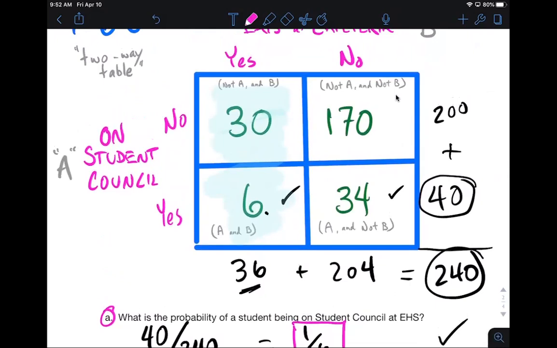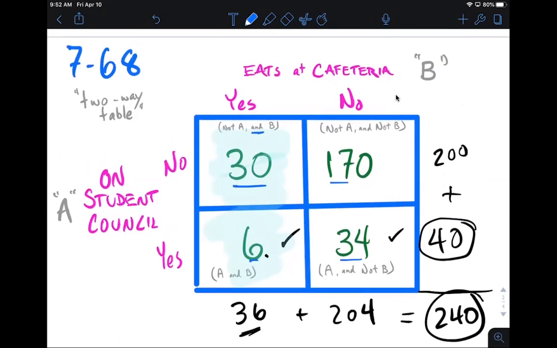But the other thing that's really important to keep in mind about these two-way tables is that the numbers in the table itself, this number 30 and 170, all these numbers are all kind of A and B type questions, all right? So the "and" part of that calculation is a built-in feature of a two-way table. Every number in a cell in one of these two-way tables is an "and" kind of thing. So this 30 is the number of people that eat at the cafeteria and are not on student council, something like that.